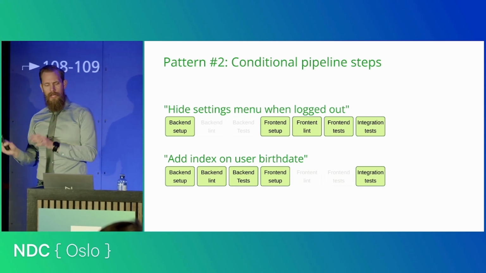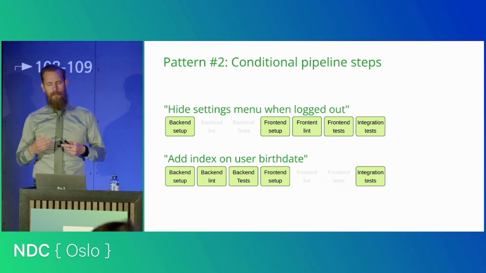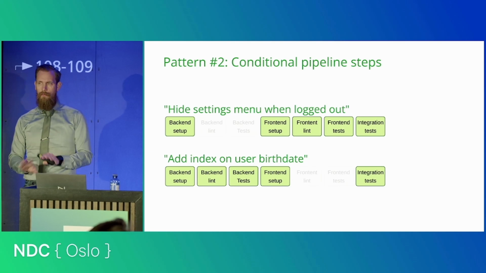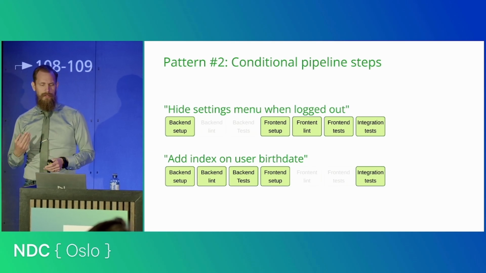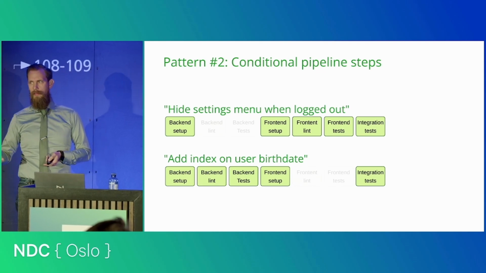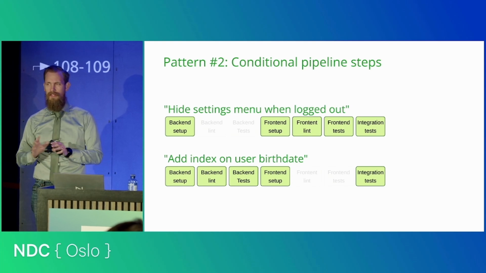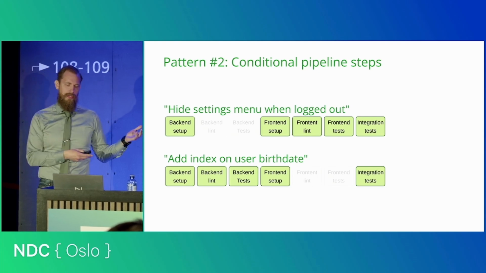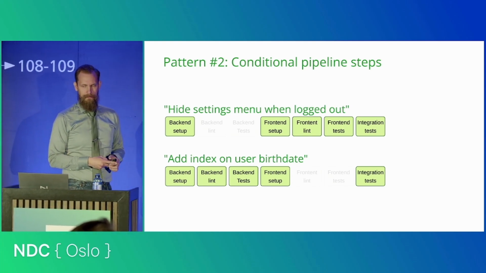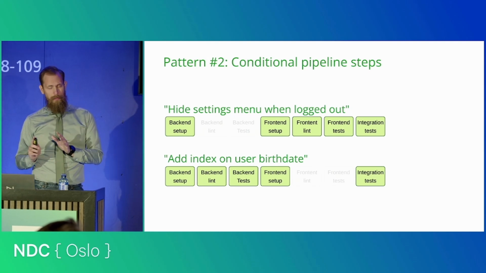So instead, we can have a pipeline that looks like this. If we have a change that only touches the front end, then we don't run the backend tests. We still need to do the setup because we want to run the integration tests at the end, so we need the backend to be compiled and ready to run, but we don't actually need to test it. And vice versa for backend only changes. Now, there are a few ways of accomplishing this depending on what platform you're using.